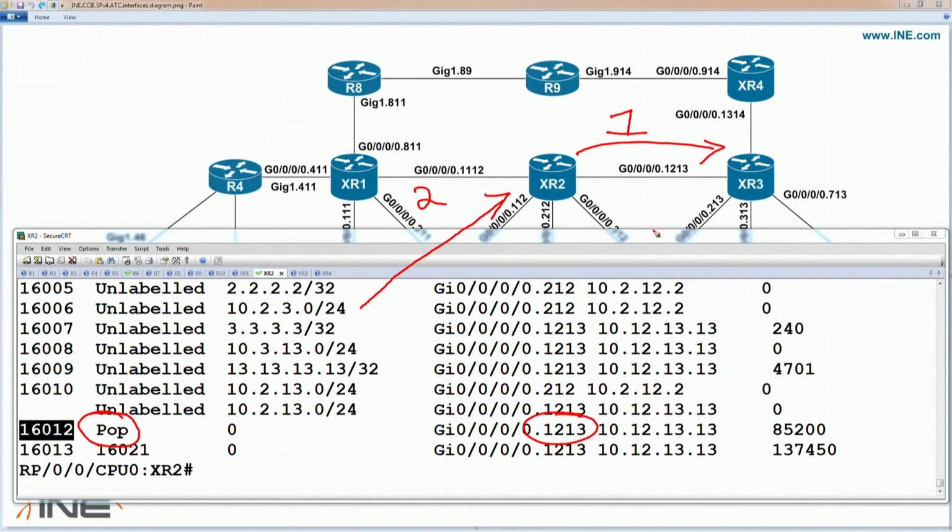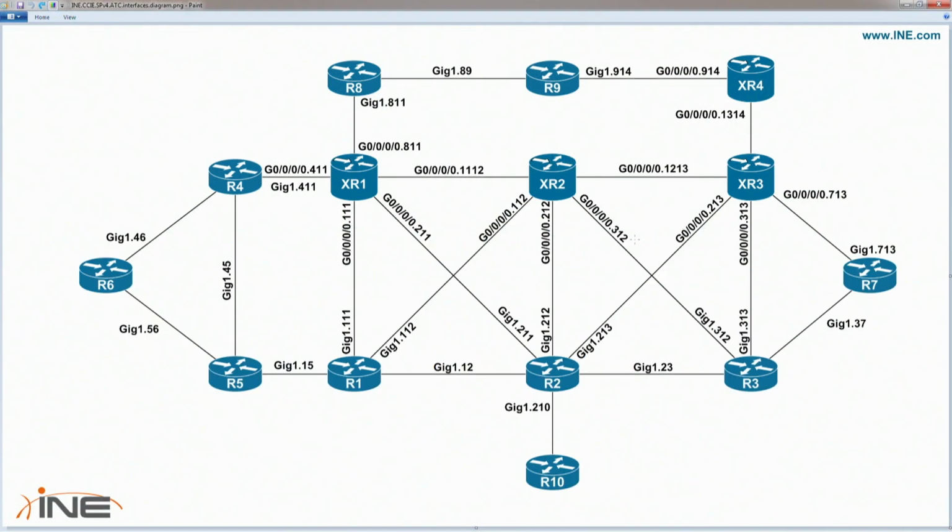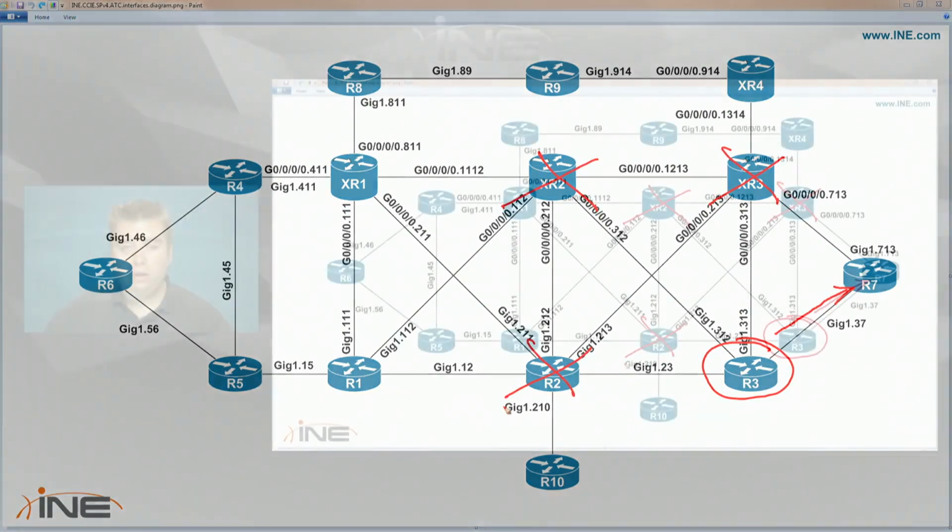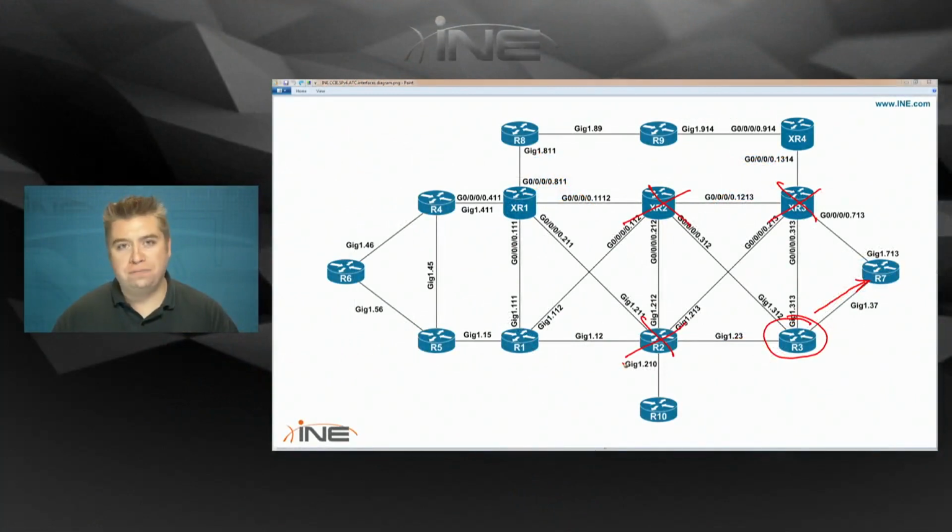Well, think about it. Who's the destination PE that we're trying to reach? Only router 3 knows about the route to the final destination. This guy doesn't know, this guy doesn't know, and this guy doesn't know. The problem is that XR3 doesn't know that VPN label because it's not participating in that VRF. So essentially what's happening is that the topmost label is being popped 1 hop too soon. So it's a problem that's related to penultimate hop popping.